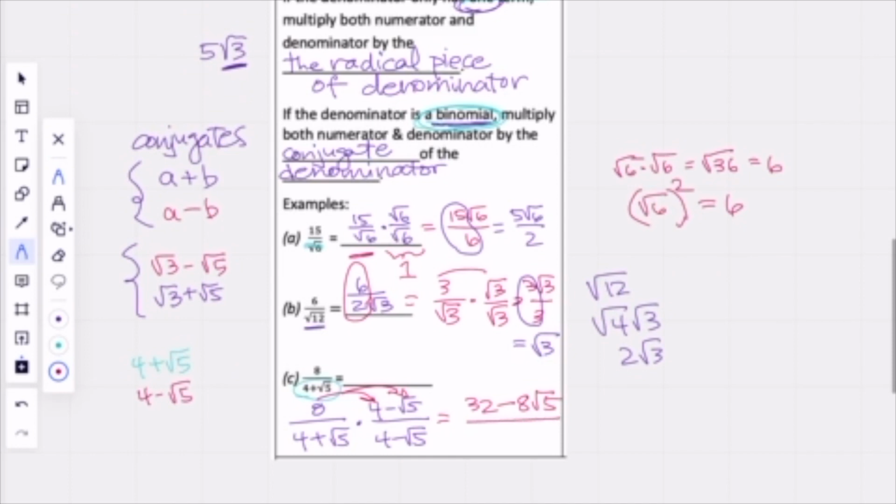Now in the denominator, I'm going to need to distribute the 4 to both these pieces and also the square root of 5 to both these pieces. So 4 times 4 gives us 16. 4 times negative square root of 5 is negative 4 square root of 5. Square root of 5 times 4 is positive 4 square root of 5. And the square root of 5 times negative square root of 5 is going to be negative 5.